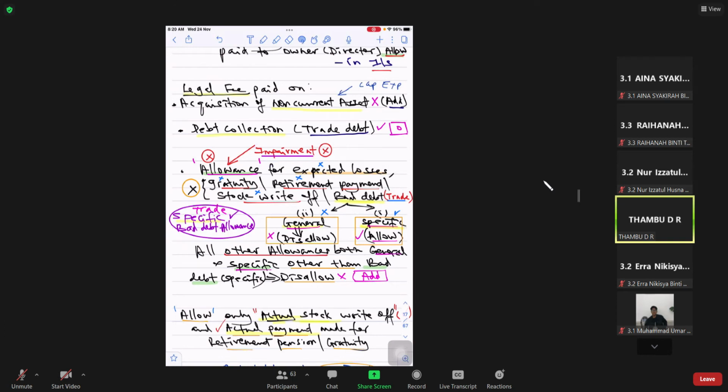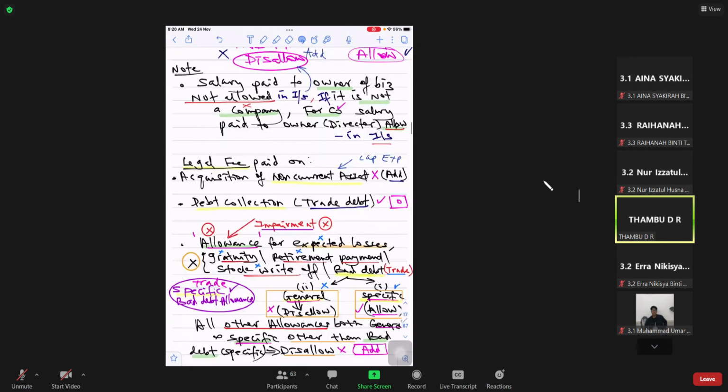The word impairment, now they use in the exam, allowance. The word allowance means impairment. The old term was provision. Now we don't use the word provision any longer. Only old questions use the word provision. Why? Because if you look at IAS 37, it defines provision as a liability.